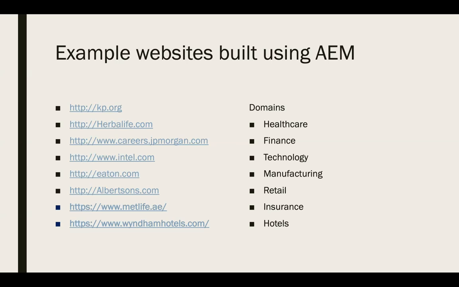Super. Got you. So yes, there are many. I have worked with KP.org. Kaiser Permanente is a healthcare and insurance company. Herbalife is another, healthcare and retail. Then JP Morgan Careers, Intel, Eaton, Albertsons. There are tons of websites. Tons is just an exaggeration, but thousands of websites are built using AEM.